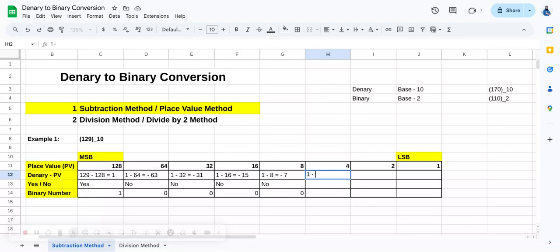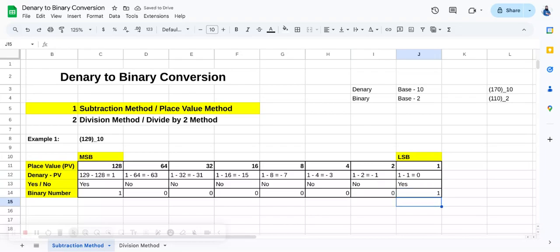So 1 minus 4, I get here negative 3. So I'm going to write no and I'm going to write 0 as binary. Again 1 minus 2 is equal to negative 1. So same, no and 0. Now here I'm going to write 1 minus 1. So the answer is going to be 0. As I mentioned earlier, 0 is a non-negative number. So if non-negative number, I'm going to write here yes, and I will write here 1.